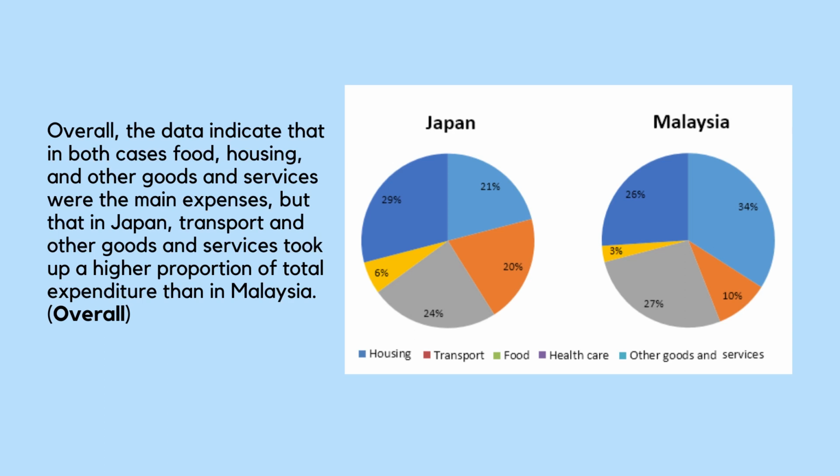Overall, the data indicates that in both cases, food, housing and other goods and services were the main expenses, but in Japan, transport and other goods and services took up a higher proportion of total expenditure than in Malaysia. Here you can see that I have mentioned the main expenses and I have compared the data of Japan with the Malaysia in the other half of the overall.